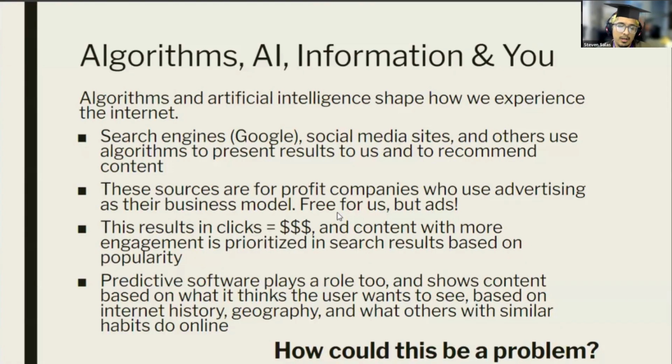Predictive software plays a role too and shows content based on what it thinks the user wants to see based on internet history, geography, and what others with similar habits do online.